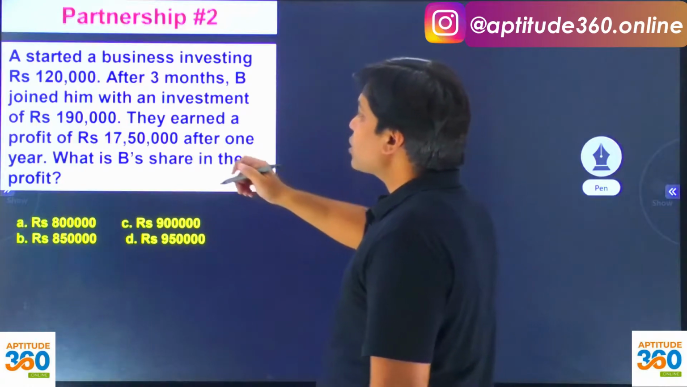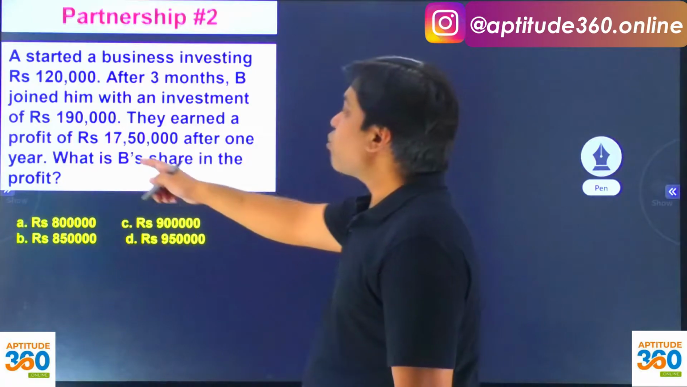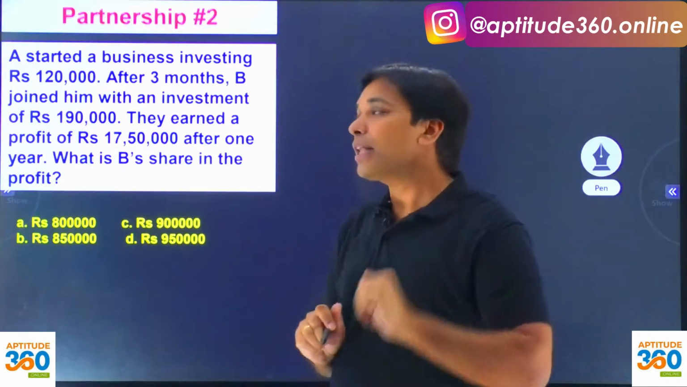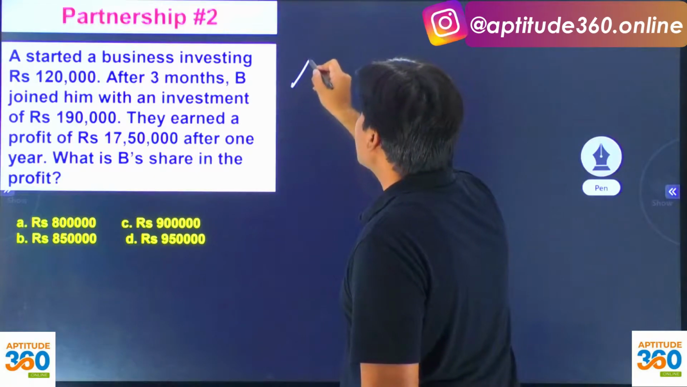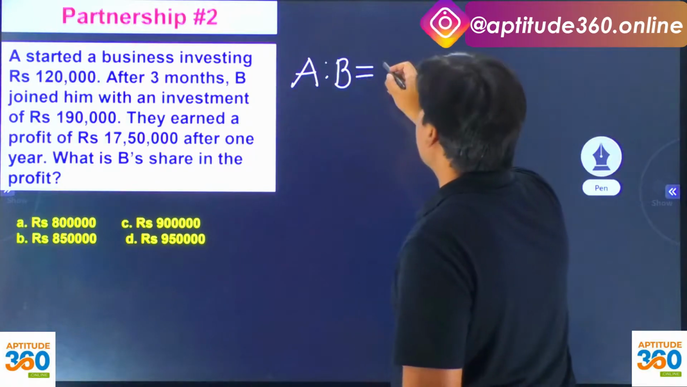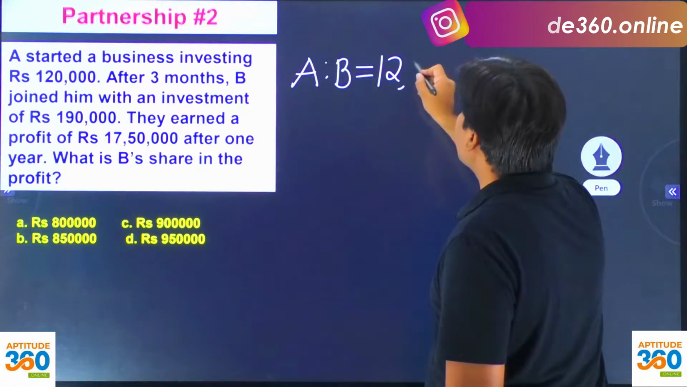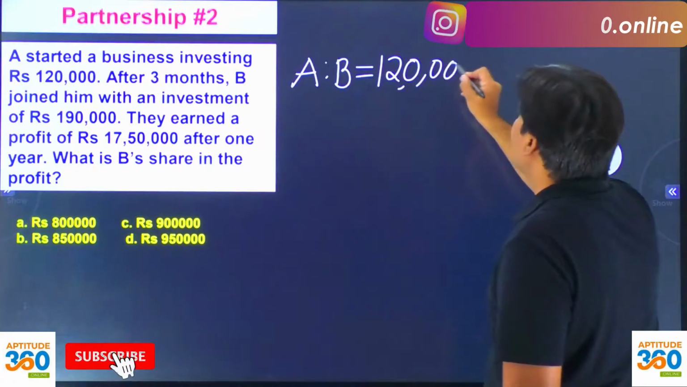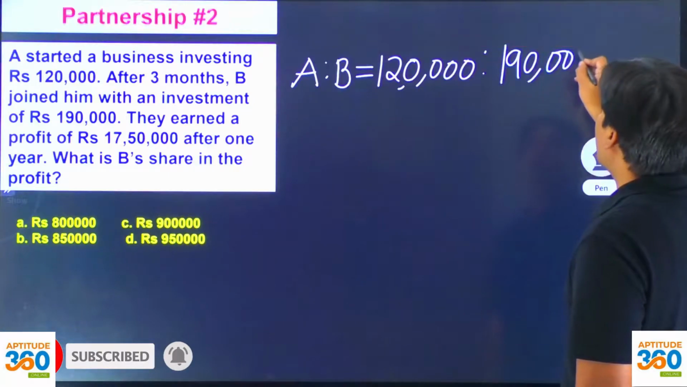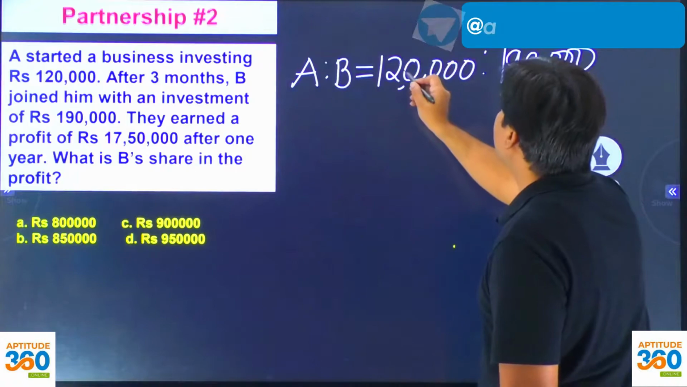So A is investing 1,20,000 whereas B is investing 1,90,000. So what is that I'm going to be doing? My step number 1, I'm going to be finding what is the ratio of their investments. So this one is pretty simple. I don't even have to be writing this. आपको समझाने के लिए मैं लिख रहा हूं, बट आप एग्जाम पे तो ये नहीं लिखोगे. So this is to 1,90,000 and these 4 zeros are getting cancelled from here.